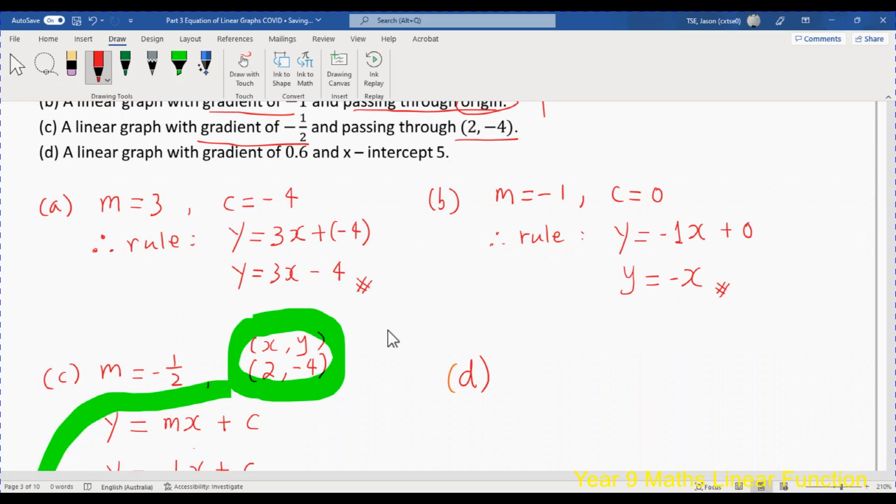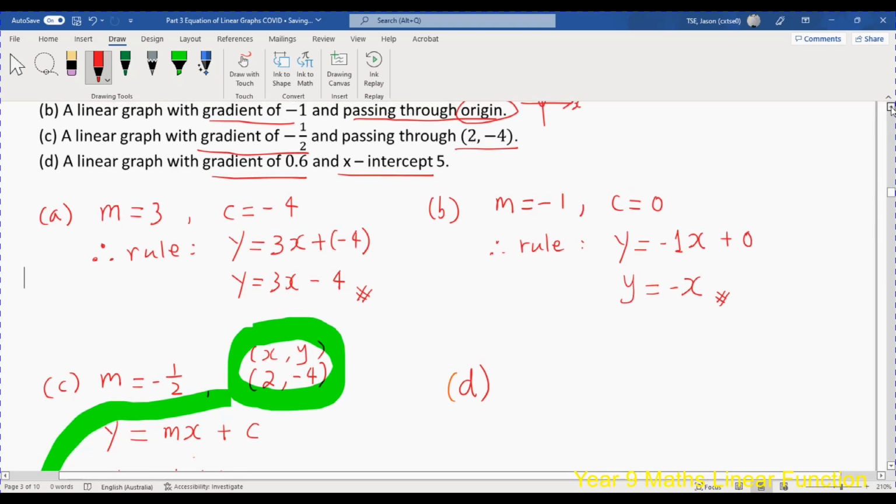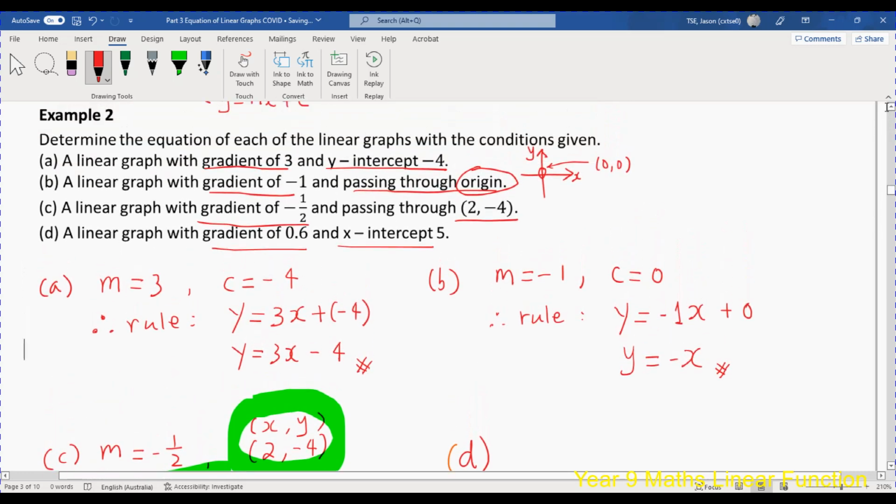Part D: a linear graph with gradient 0.6 and x-intercept 5. What does it mean? Be really careful. Here it is not y-intercept. If it's y-intercept, it becomes really easy, it becomes part A. But with x-intercept instead of y-intercept, it's much more difficult. What do we mean by x-intercept? X-intercept means a point on the x-axis.